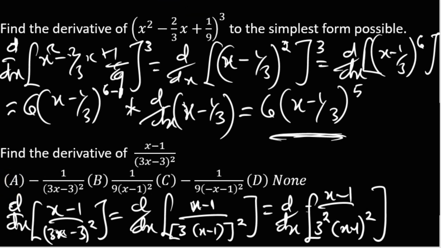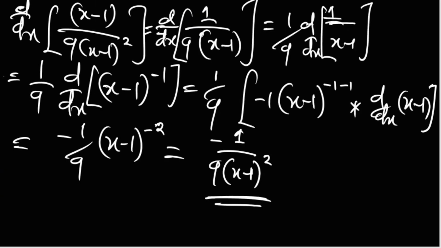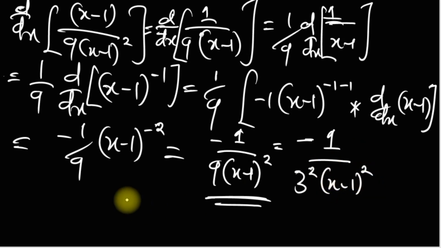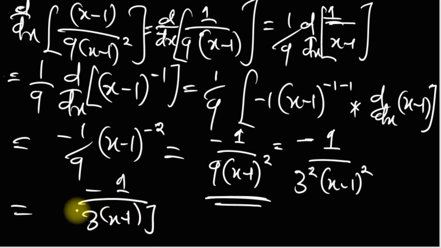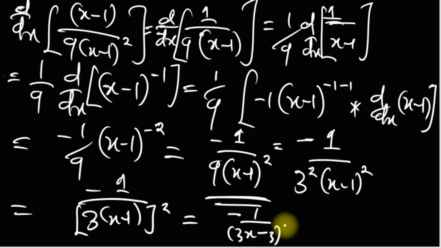Why? Okay, let's finish up. This is minus 1 over, you know, 9 is 3 squared, so which is 3 squared times x minus 1 squared. So we can bring the 2 together in squared, which is 3 times x minus 1 all squared. Finally, which is minus 1 over 3x minus 3 all squared. So our answer is A. They are the same. The answer is A.